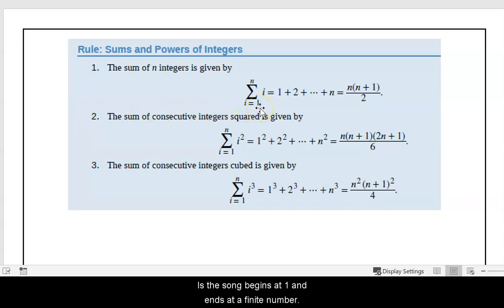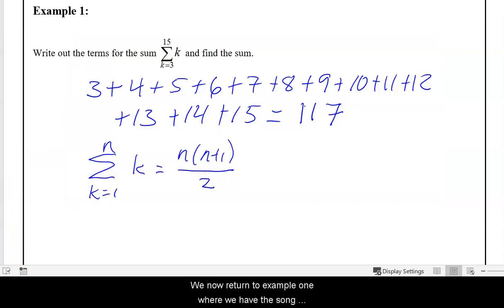If the sum begins at 1 and ends at a finite number, and the sum end is simply the index of summation, then I could use the formula of the upper limit times the upper limit plus 1 divided by 2. We've now returned to example 1, where we had the sum from 3 to 15 of k. Note that the formula that I've rewritten for you here does not begin until 1. Thus, we need to rewrite this so that it begins with k equal 1.